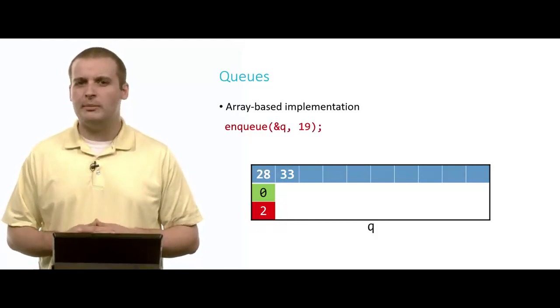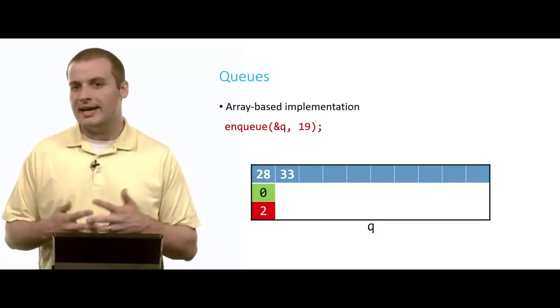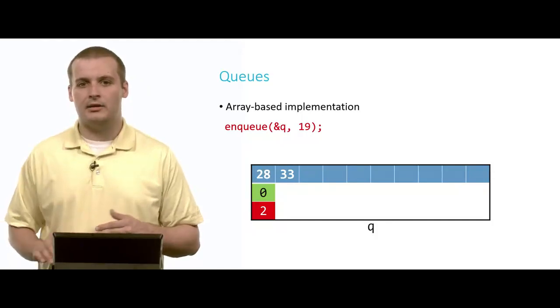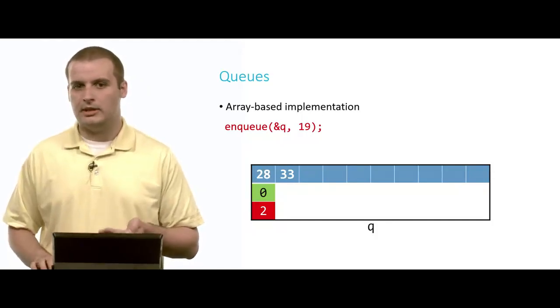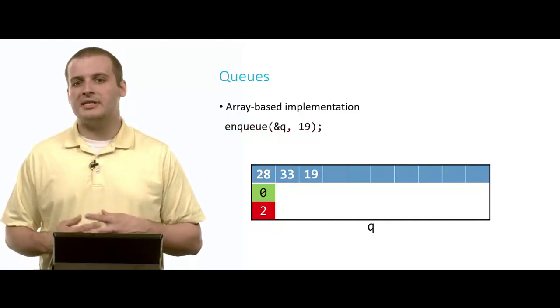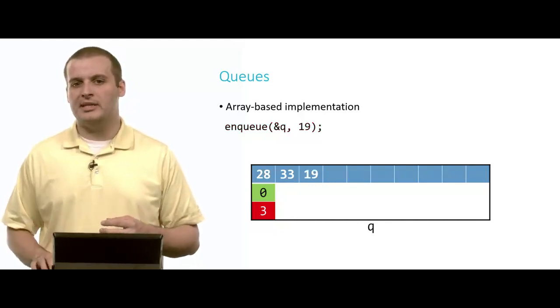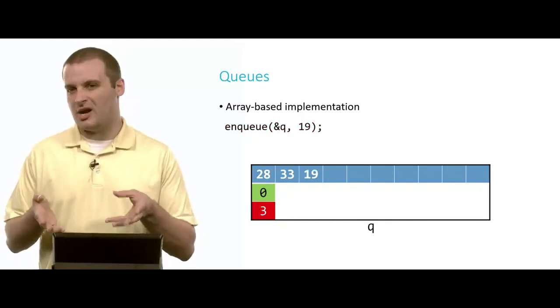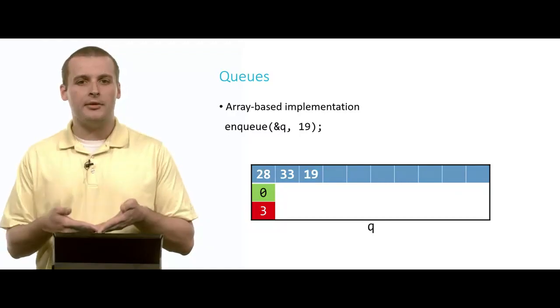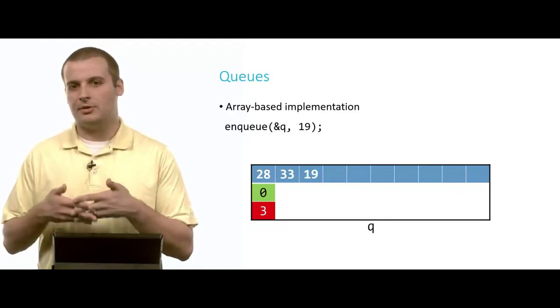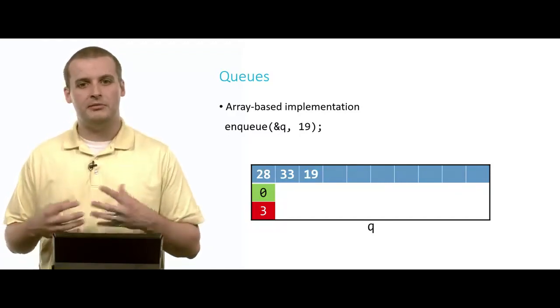Let's enqueue one more element, 19. I'm sure you can guess where 19 is going to go. It's going to go into array location number 2. That's 0 plus 2. And now the size of our queue is 3. We have 3 elements in it. So if we were to, and we're not going to right now, enqueue another element, it would go into array location number 3, and the size of our queue would be 4.